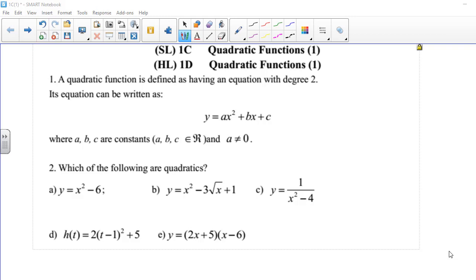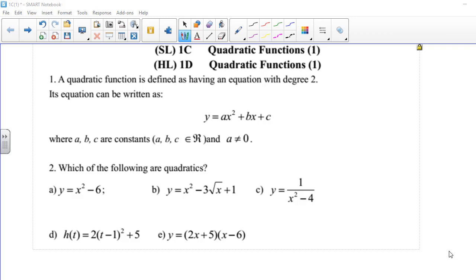Hello DP11 students. We have solved a quadratic equation by using three different methods in 1A, and then we have investigated the quadratic formula in details in 1B. In this new lesson 1C, we will shift our focus from quadratic equations to quadratic functions.